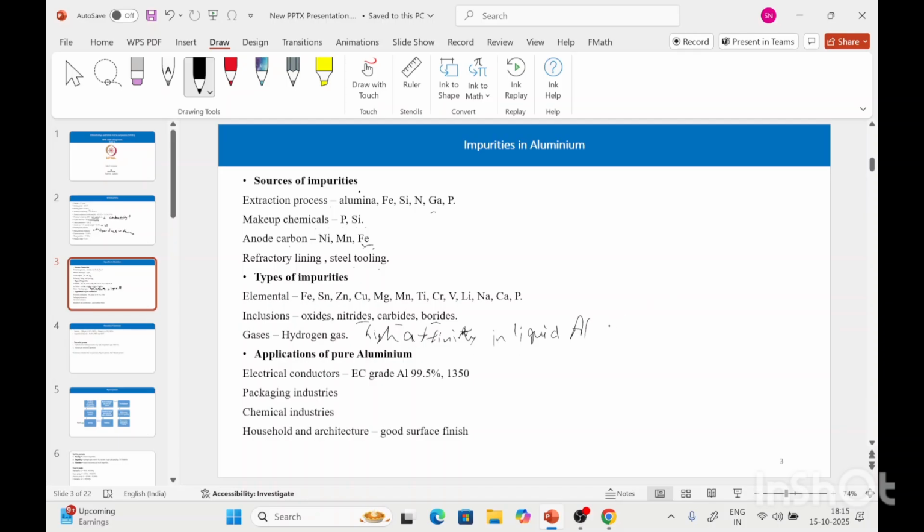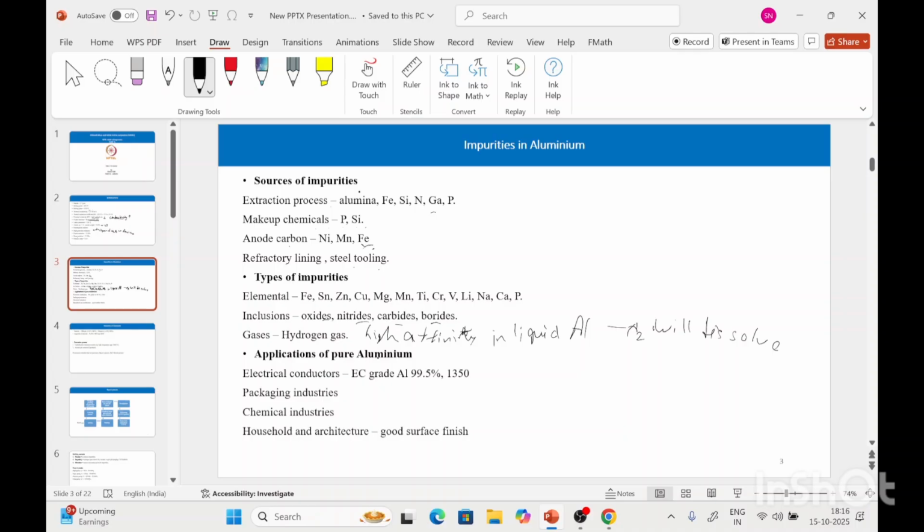So too much hydrogen gas will dissolve in aluminium, and as the aluminium solidifies, the solubility decreases from higher to lower. Because of the decreased solubility, that gas will try to escape from the liquid aluminium, but if the solidification rate is very high, it will entrap the hydrogen gas in the solidified component. That will result in porosity in the component.